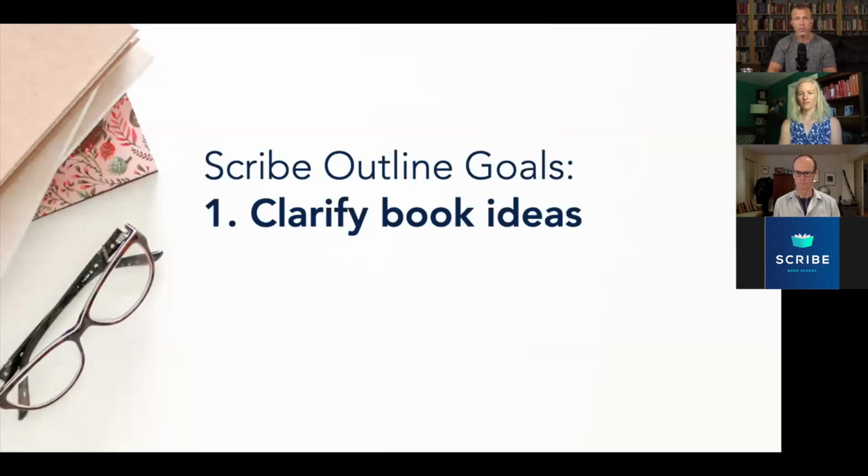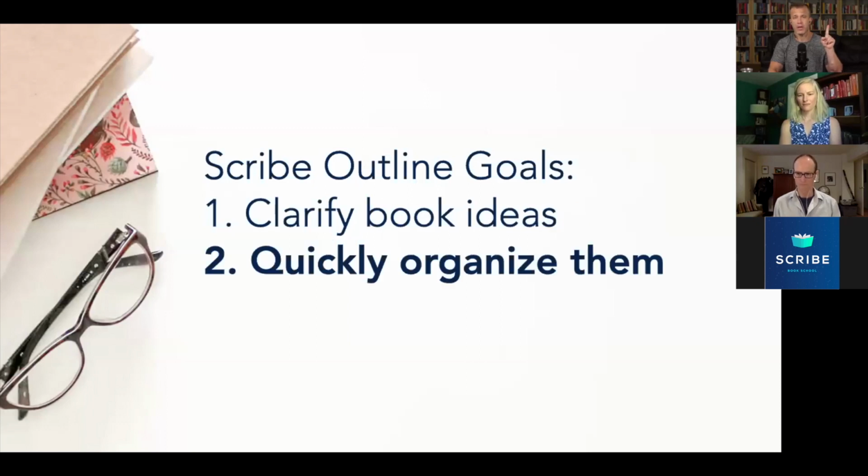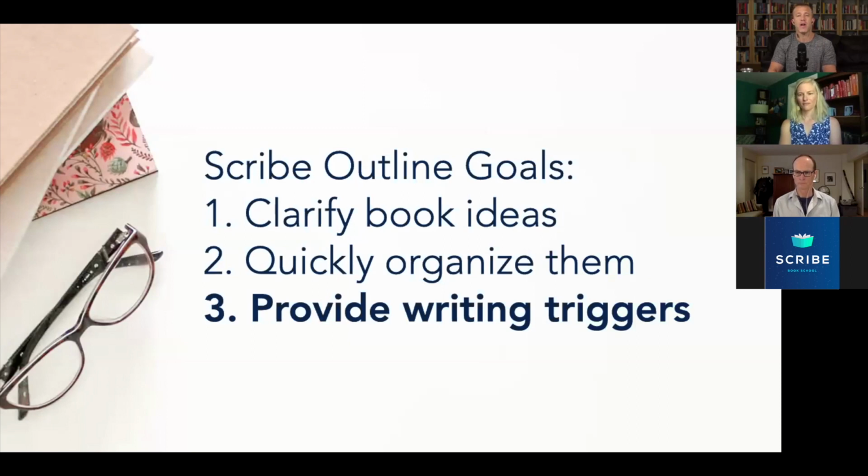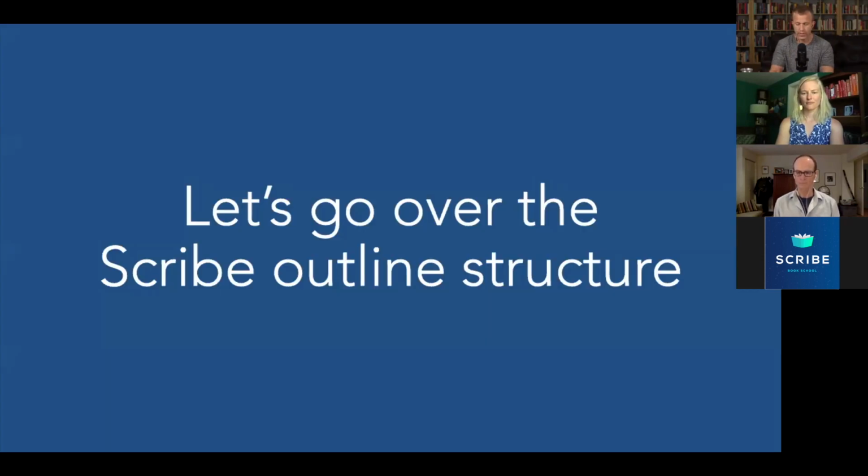So we have 3 goals for an outline. It's going to help you clarify your book idea. It's going to help you quickly organize your idea, and it's going to provide writing triggers. The whole point of the outline, once you get it done, is that you've got your ideas clear and organized exactly how you want them in your book. Then when you sit down to write, you know, okay, chapter 2 is about this topic. I want to write about these 4 things in it, and then you go. Make sense? All right, good.